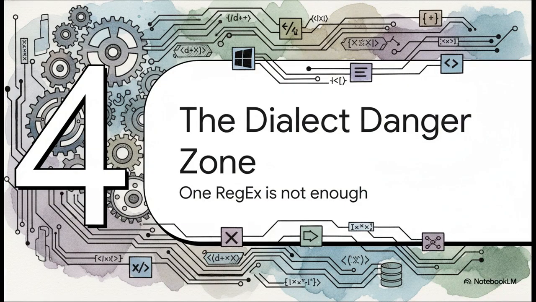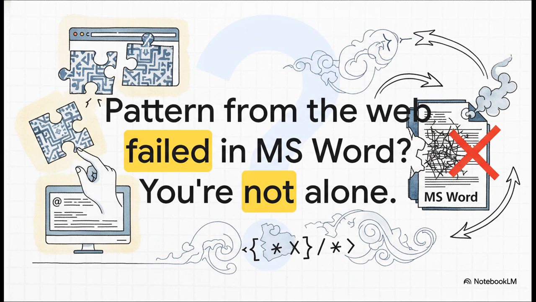Okay, time for a quick but super important public service announcement, because this causes a lot of headaches. There isn't just one single universal regex. You have to think of it more like dialects of a language. Different apps use different regex engines, and a pattern that works perfectly in one place might totally fail somewhere else. Come on, raise your hand if this has happened to you. You find the perfect regex pattern online, you copy it, you paste it into Microsoft Word's Find and Replace, and nothing. It just doesn't work.